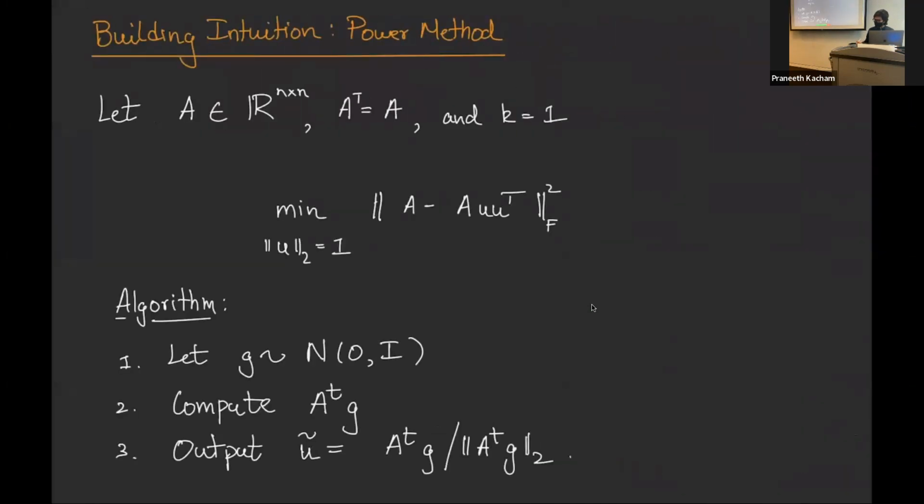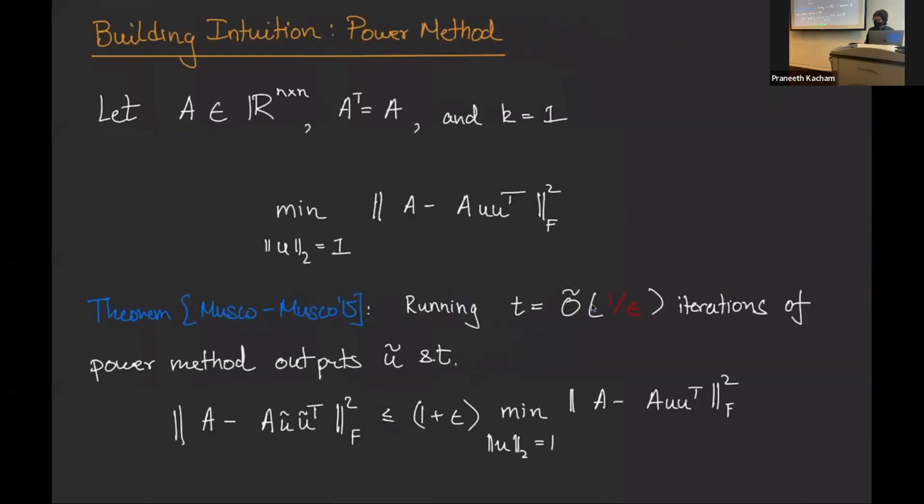Okay, so this is just writing the same algorithm out a bit more formally. But let me tell you how well this algorithm works. There might be other citations for this, but the one I know is this nice paper by Musco and Musco from 2015, which says, if you run this power method algorithm 1 over epsilon times, up to log factors, then the resulting vector u tilde that you get is going to be a 1 plus epsilon approximation, relative error, to the optimal cost.